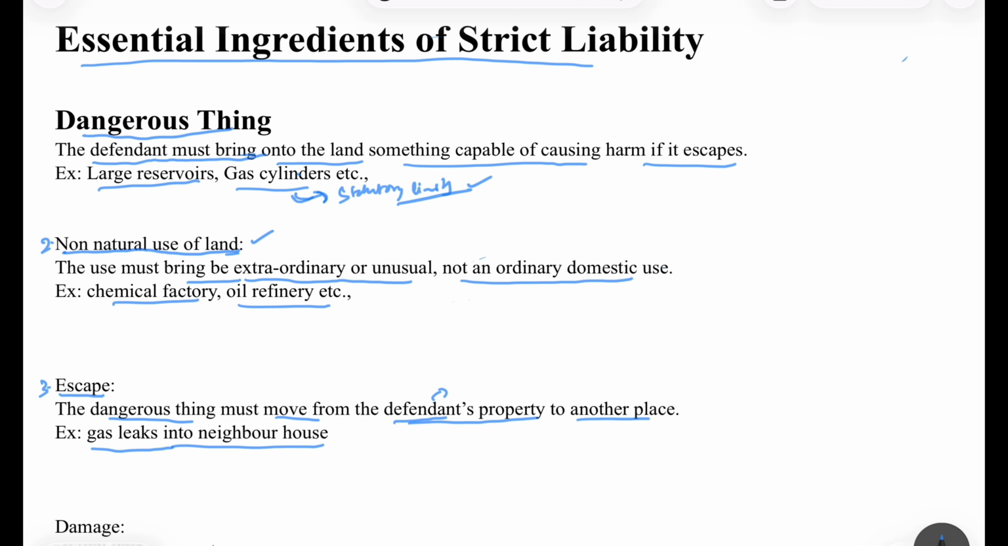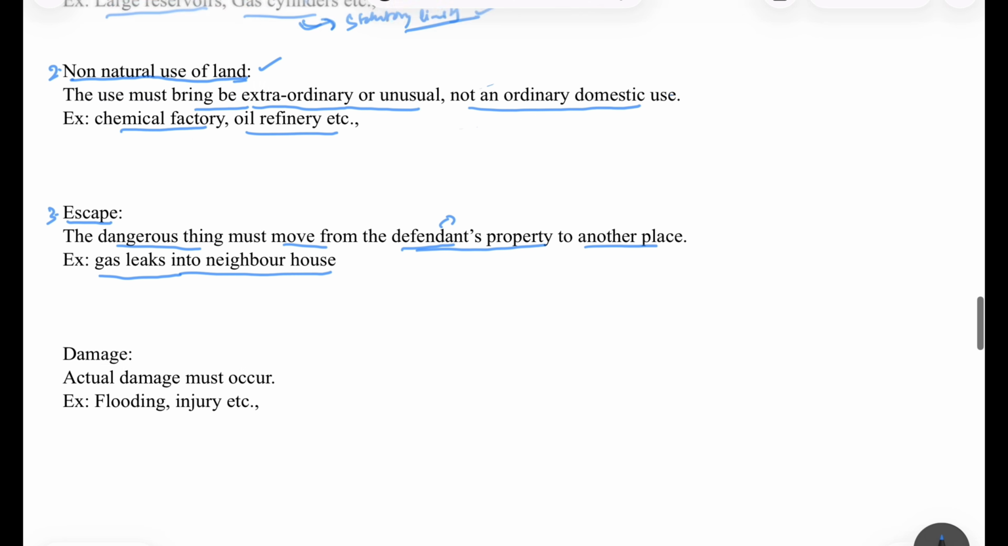And in this case, if we apply it, water escaped from Rylands' land into Fletcher's coal mines, so that machinery caused damage. So Fletcher incurred financial loss. Because of that, he filed a case.